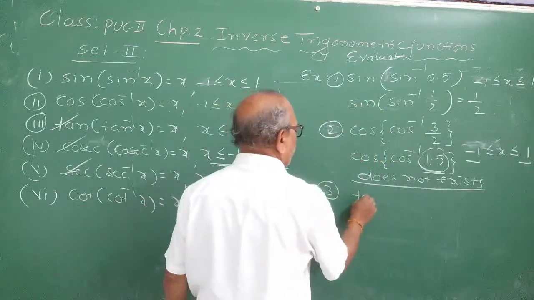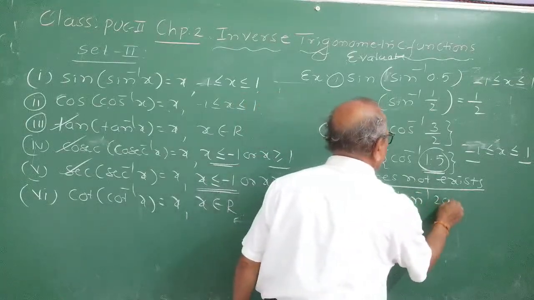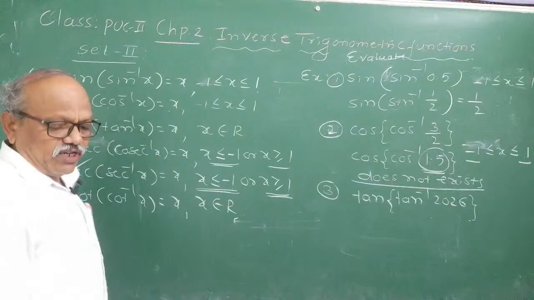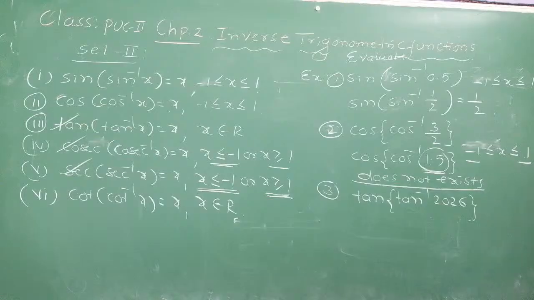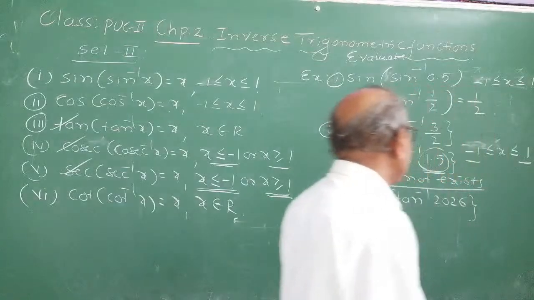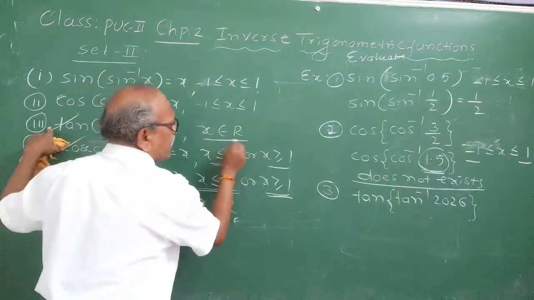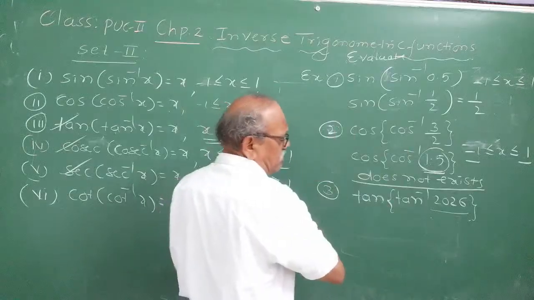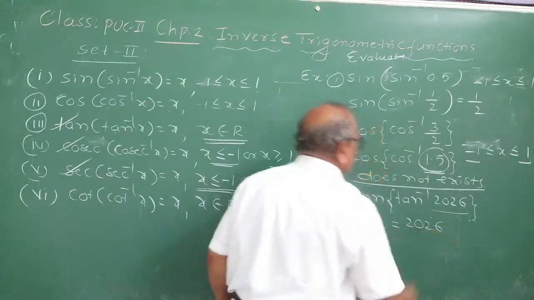Then if I take tan inverse 2026, what is the answer? Can you tell me? Observe. Tan inverse x will be x for any real number x. Is 2026 a real number? Does it lie between -infinity and +infinity? Yes. Therefore, you can write it as 2026 directly.